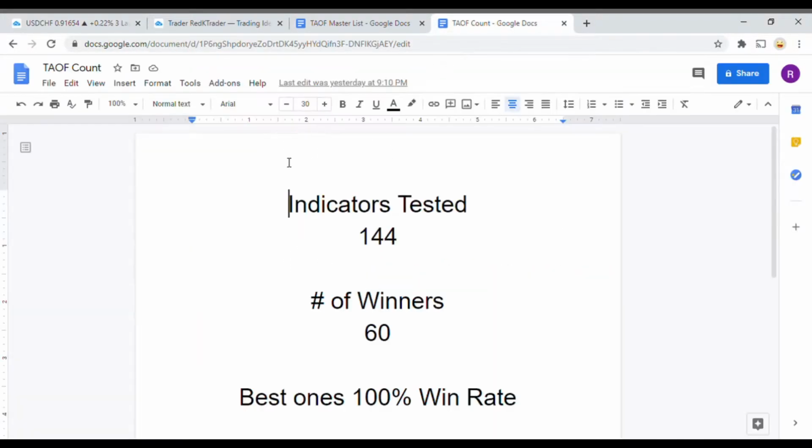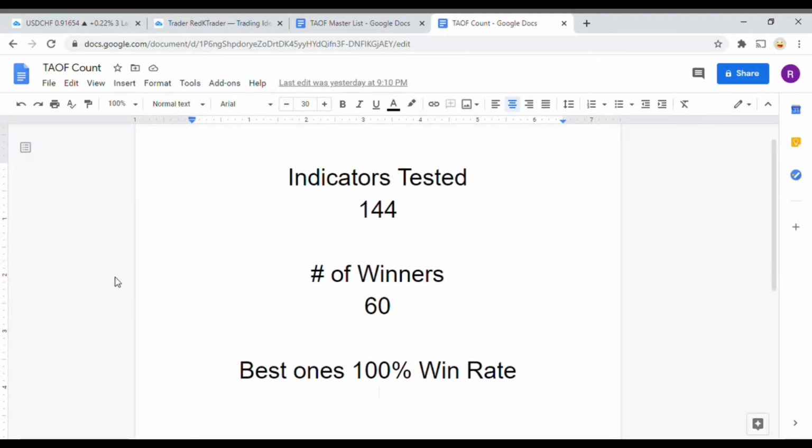But before we do, I wanted to put the indicator scoreboard up for everyone to see. So to date, we have tested 144 indicators. And out of those 144 indicators, 60 of them have been winners, which means that they have met or exceeded the 60% win-loss ratio threshold that we have set for them. The best ones so far were able to achieve a 100% win rate.